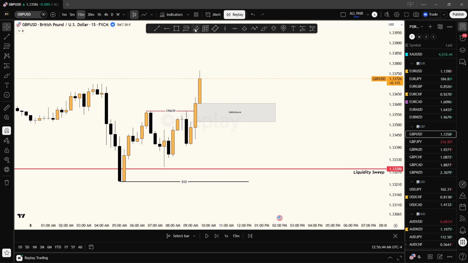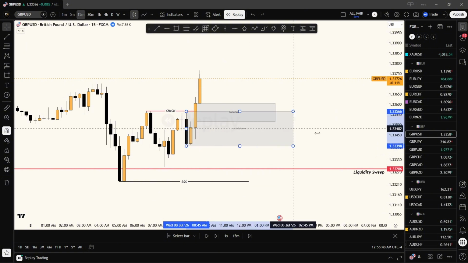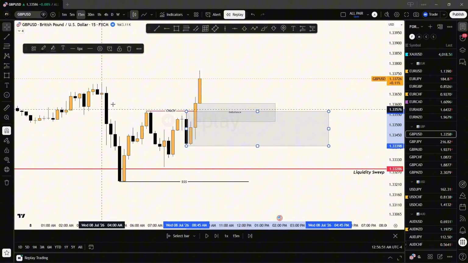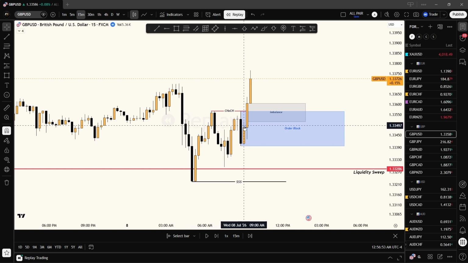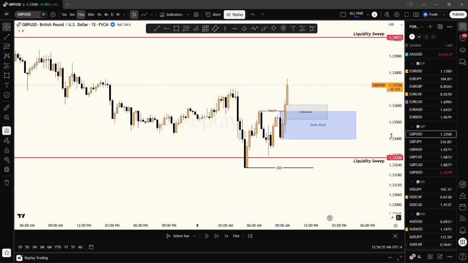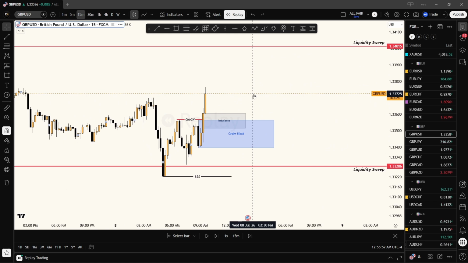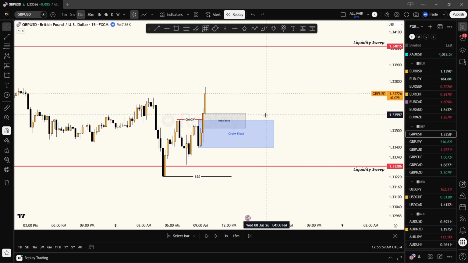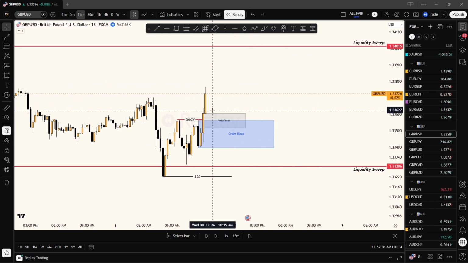And just below the fair value gap, we have our order block zone. This is the area where institutional buying is believed to have entered the market. From this zone, price pushed higher, broke above the lower high, and created a clear change of character. That's what makes this area worth paying attention to if price decides to retrace.